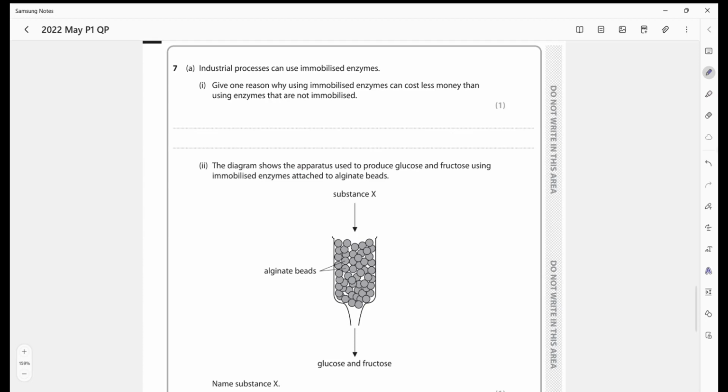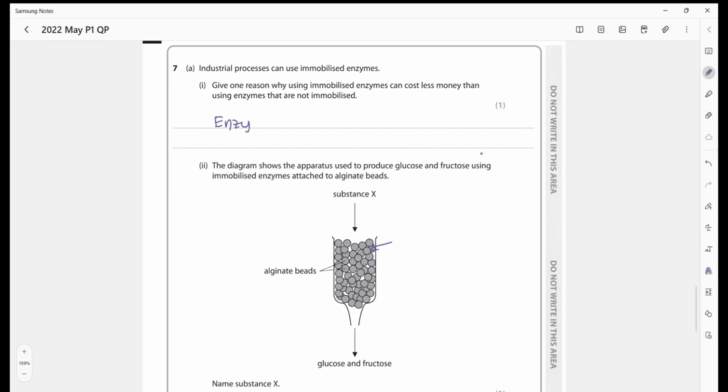Okay, question 7. Industrial processes can use immobilized enzymes. Give one reason why using immobilized enzymes can cost less money than using enzymes that are not immobilized. So this is basically comparing immobilized enzymes to free enzymes. These would be examples of immobilized enzymes. We would put them in usually alginate beads. And you can imagine one of the advantages of using immobilized enzymes is so that you can reuse the enzymes.